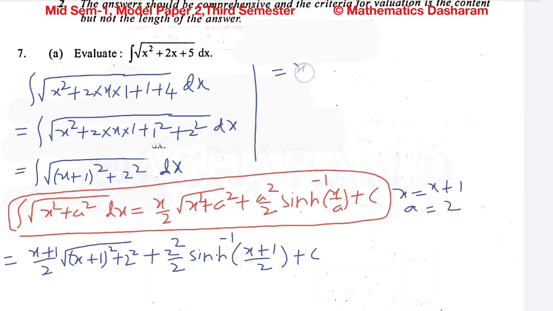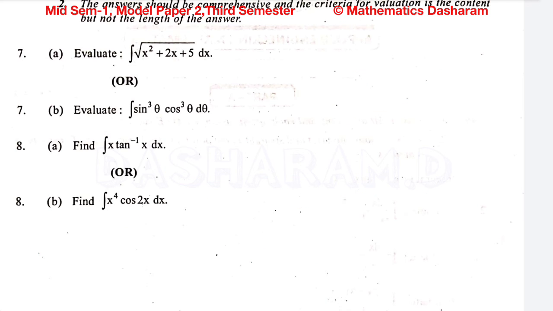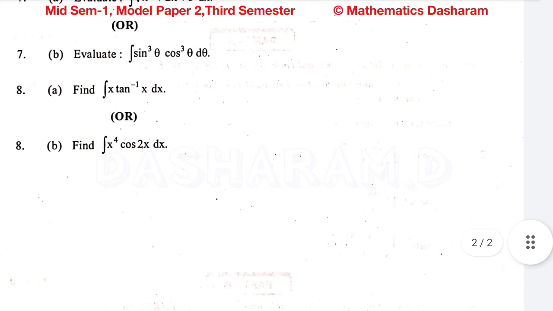So it equals x plus 1 divided by 2 into under root, whose total simplification is x square plus 2x plus 5, plus here 2 square cancels, 2 into sinh inverse of x plus 1 divided by 2, plus c is our required answer. Next, B question: evaluate the integration of sine cube theta into cos cube theta d theta.